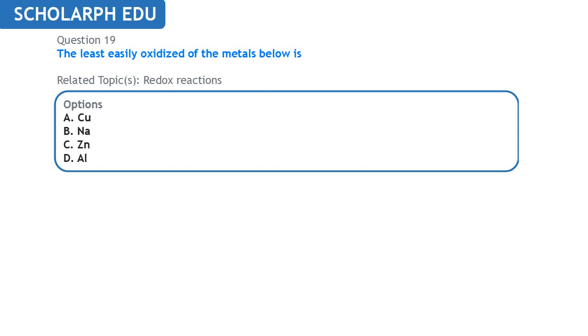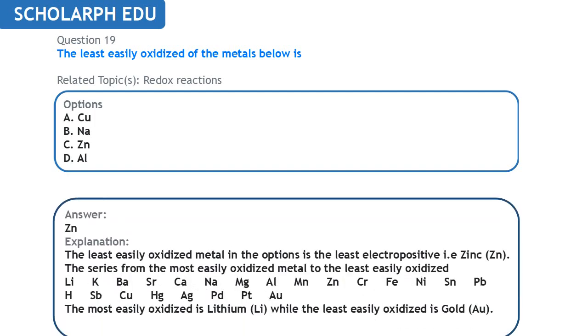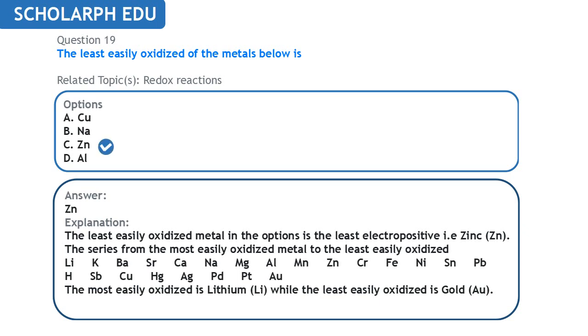The least easily oxidized of the metals below is zinc. The least easily oxidized from this option is the least electropositive of these elements here. If you look at the series of metals from the most electropositive to the least electropositive, you see that from this option here, zinc is the least electropositive of all the metals that I have here. So zinc here is going to be the least easily oxidized.